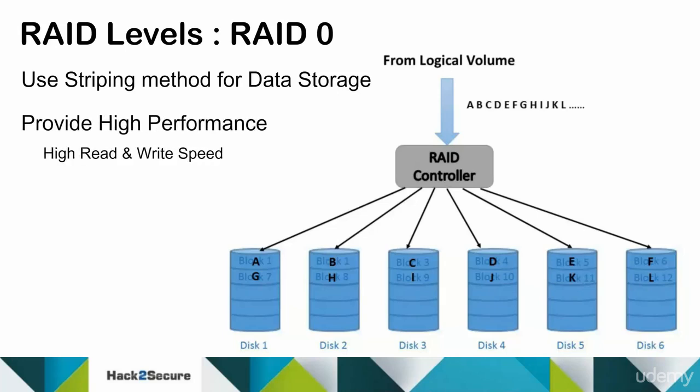RAID 0 is a good option for applications that need high I/O throughput, as more data can be read and written simultaneously. Like in the case of video streaming, video editors working with very large files can use RAID 0 while editing multiple streams of video for optimal playback and performance.